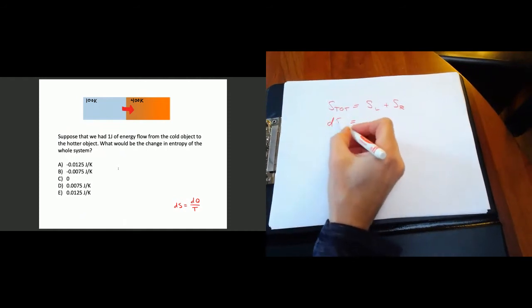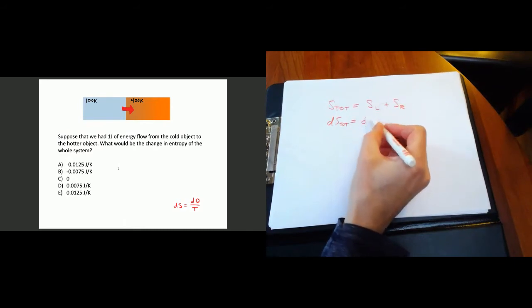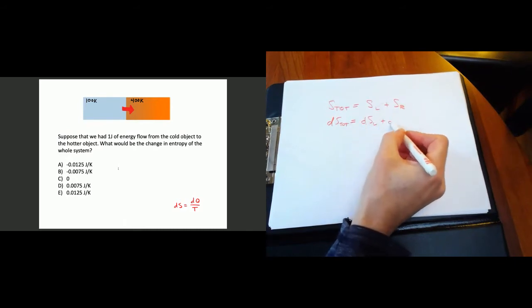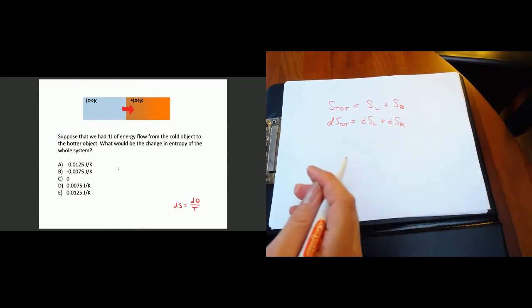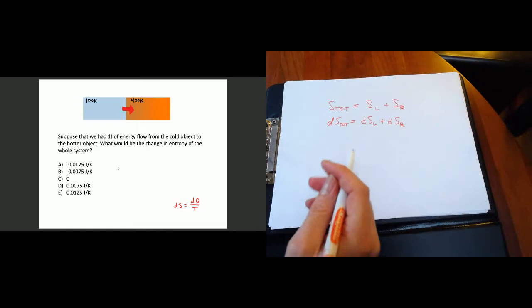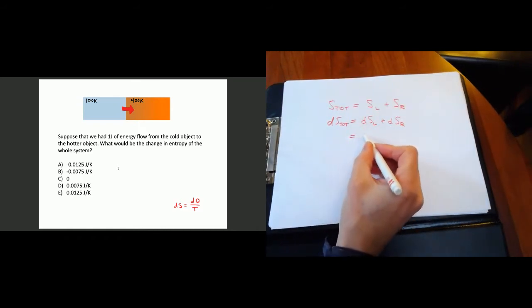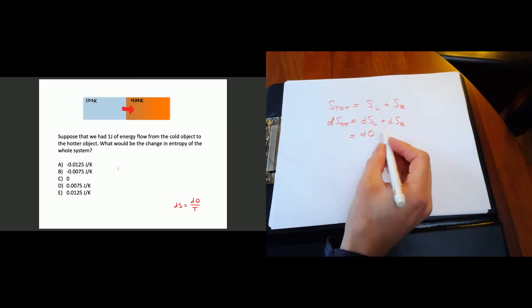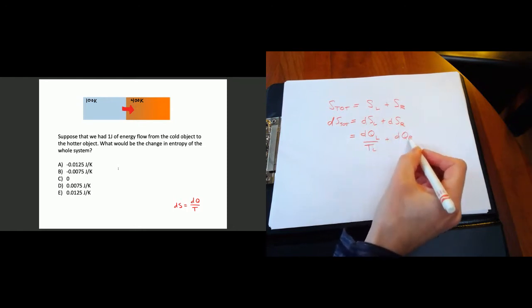So we can say that the change in entropy of the total system is equal to the change in entropy of the left plus the change in entropy of the right. I'm writing the little d instead of the delta because it's just a little bit of energy that's flowing from one side to the other. So using our formula for the entropy change, it's equal to dQ left over T left plus dQ right over T right.